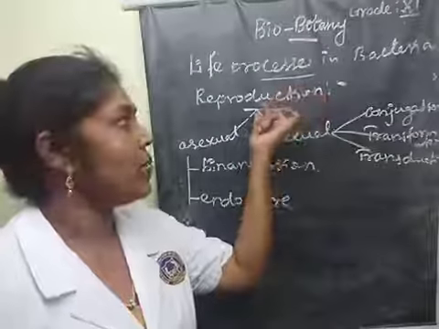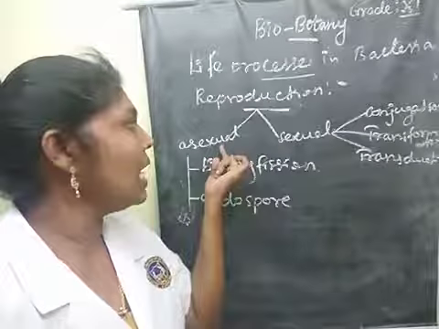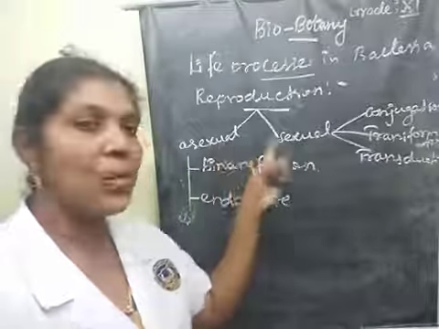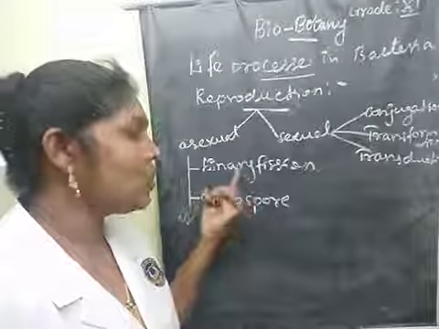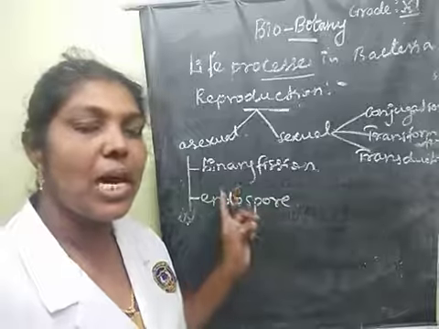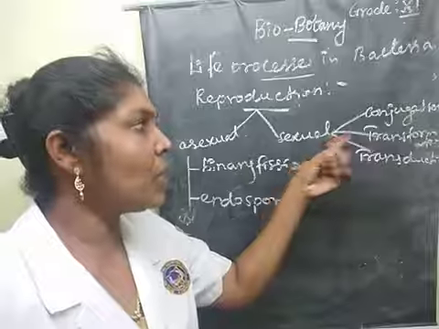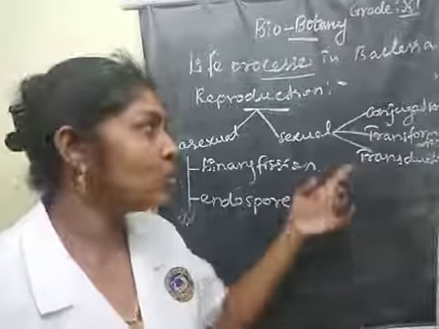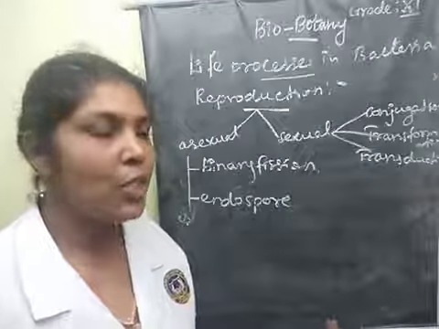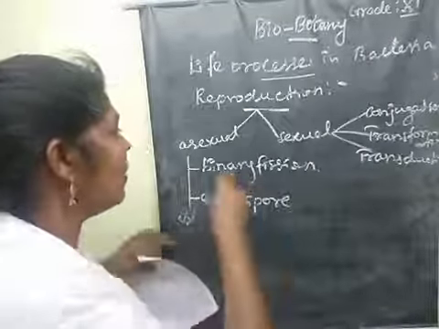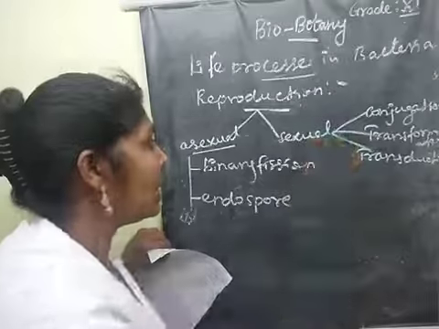Next, life processes in bacteria, reproduction. Reproduction takes place in the bacterial cell by 2 methods: asexual and sexual. Asexual comes under 2 types: binary fission and endospore formation. Clear? Sexual reproduction comes under 3 types. What are the 3 types? Conjugation, transformation and transduction. Understood now? Yes. First of all, we are going to learn the asexual method of reproduction in the bacterial cell.